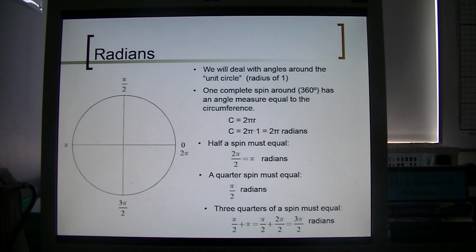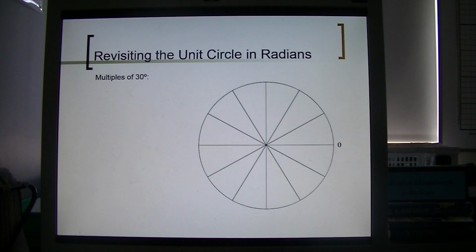Are you with me so far? Do I need to try any of this again? There are more angles, though, that we need to be able to deal with. The unit circle in radians are multiples of 30 degrees. Okay, so pi over 6. I want to figure out what my multiples of 30 are going to be.